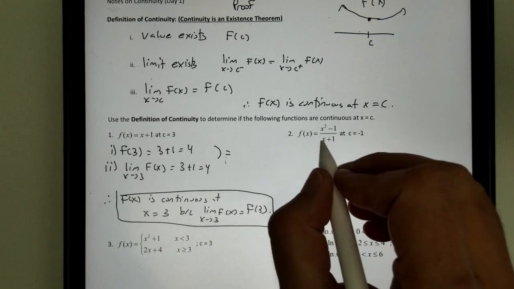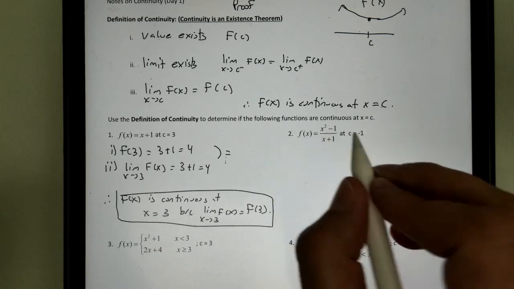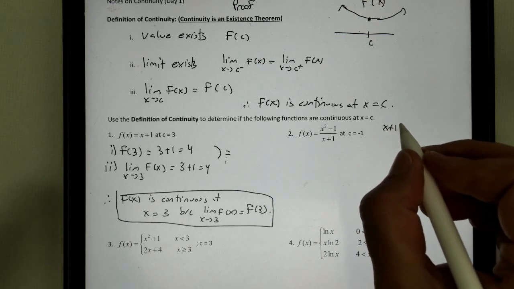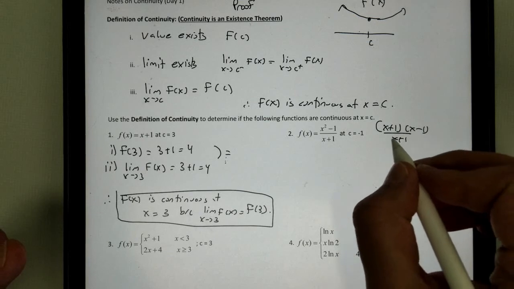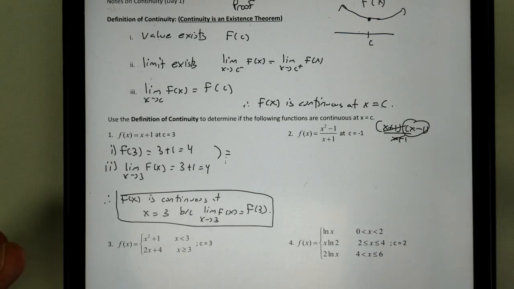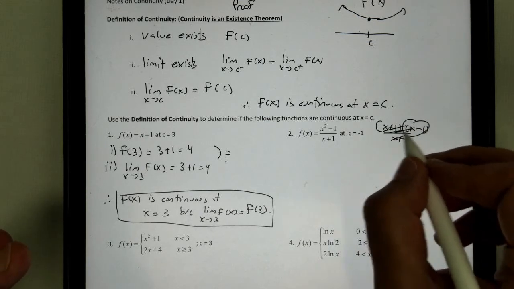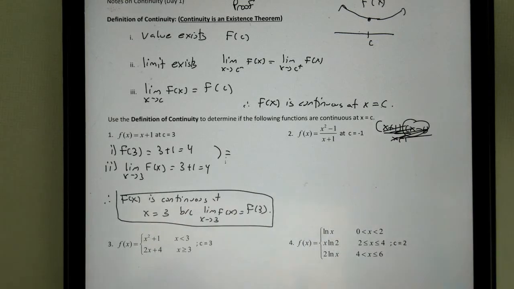Now, number 2, I can factor this. I'm not saying the limit doesn't exist, and we can do that x plus 1, x minus 1 over x plus 1. These will cancel. So I know that the limit will exist. But we're not looking for the limit here. We're just trying to see if this is continuous.